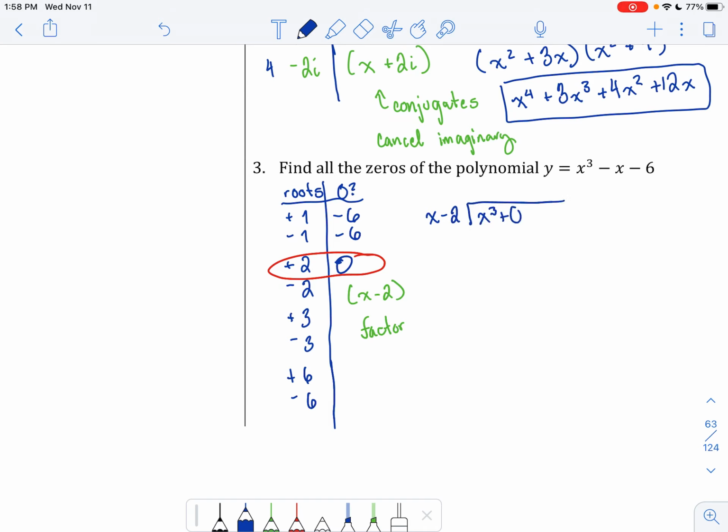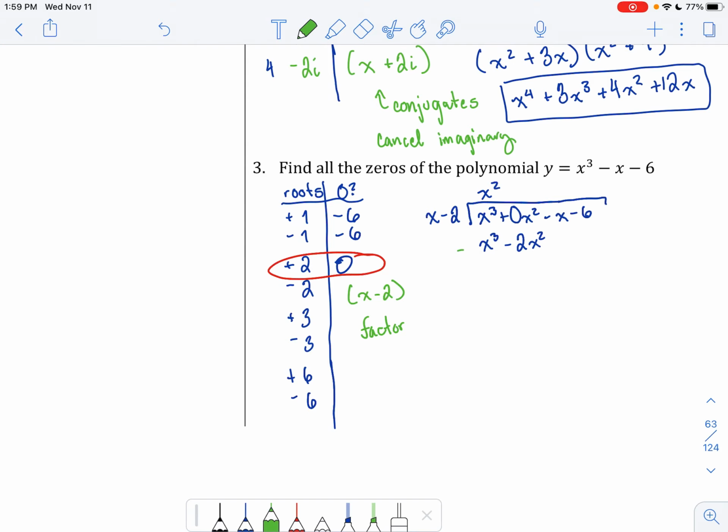And so just like we would in previous weeks, I'm going to divide that out. X cubed plus 0x squared. Remember, you can't skip a term in your countdown. You have to put in a 0. Minus x minus 6. And then I'll do my long division. X squared, x cubed minus 2x squared.